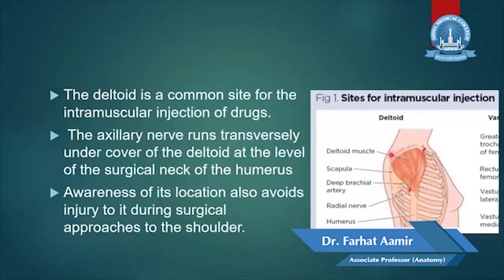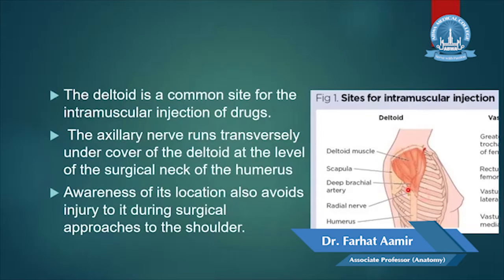The deltoid is the common site for the intramuscular injection of drugs. Okay, you should know this. In exam, they will ask you what is the muscle in which intramuscular injection is given. So deltoid is a common muscle of the arm in which the intramuscular injection of drug is given.